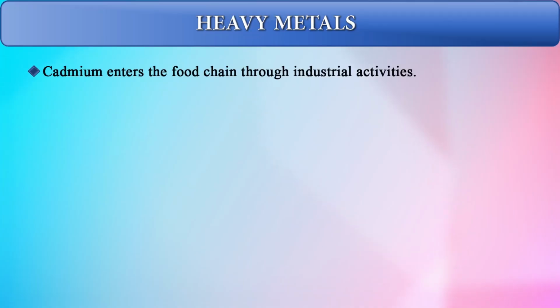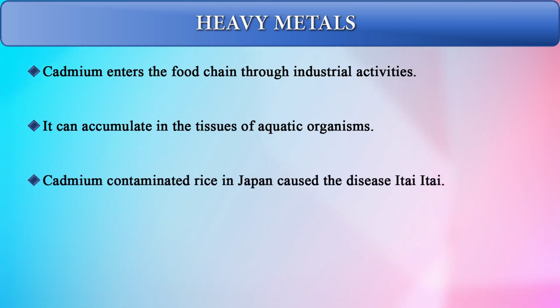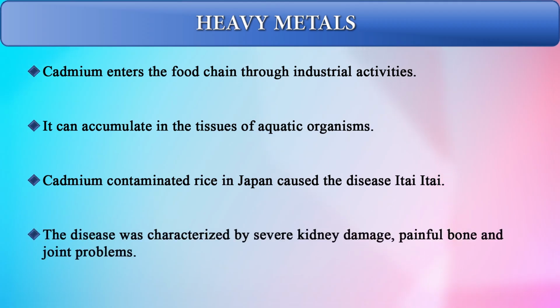The first stage is keratosis, then it becomes melanosis, and then it will become the leprosy-like lesions. Cadmium is another heavy metal, and this enters the food chain through industrial activities. It can accumulate in the tissues of aquatic organisms. Now in Japan, rice was contaminated with cadmium, and that caused the disease itai itai, meaning ouch ouch, characterized by severe kidney damage and painful bone and joint problems. The person became completely hunched, with the body tilted forward.